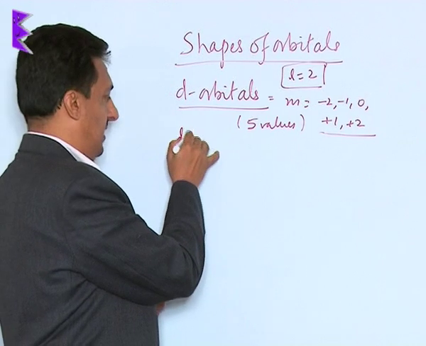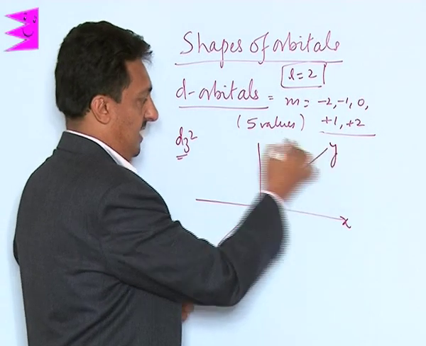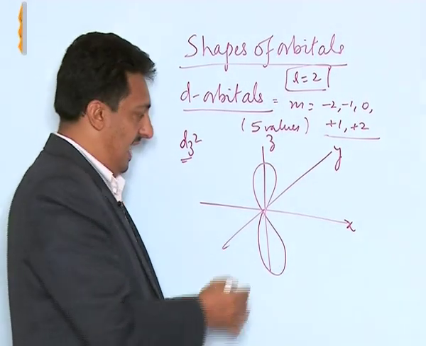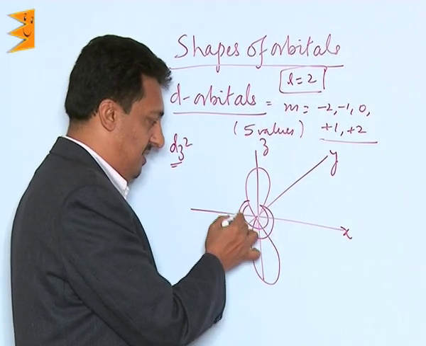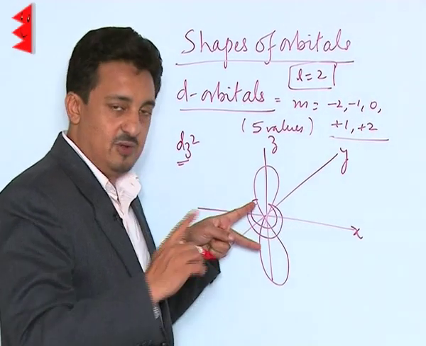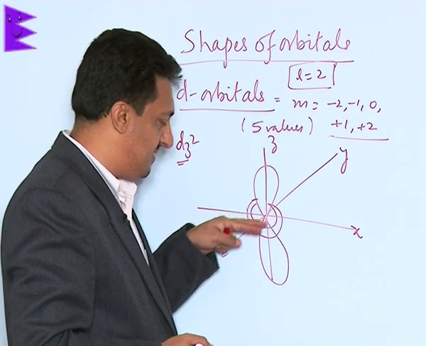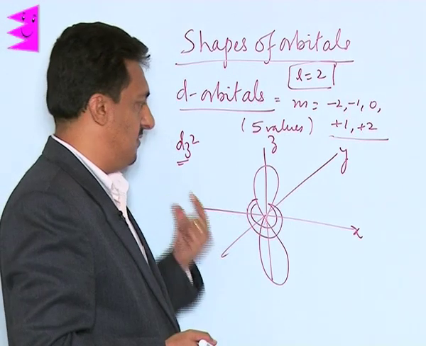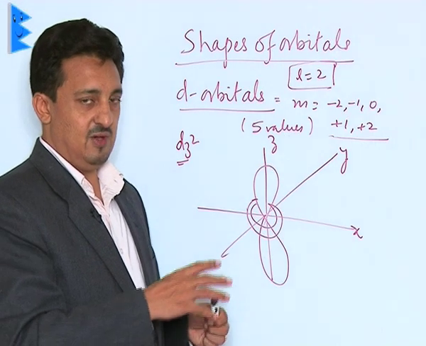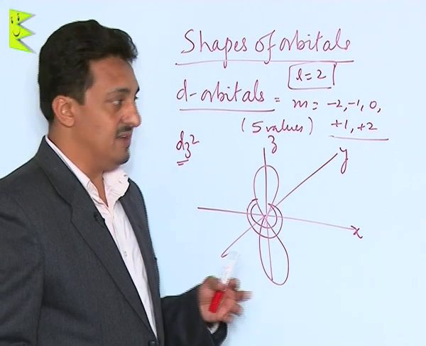Let us see now the dz square. The dz square has a different shape. This is x, y and z. Dz square means it is aligned along the z axis, and it has a crown shape, with a high electron density at the center of it. It has only two lobes, not four, and it has a ring of electron density at the center of it. So this is the shape of the dz square orbital. This is how we now know the structures of these. Now let us see what the other type of nodes we can have.